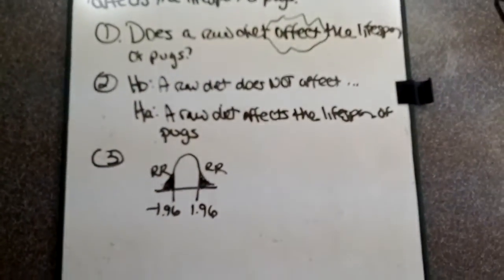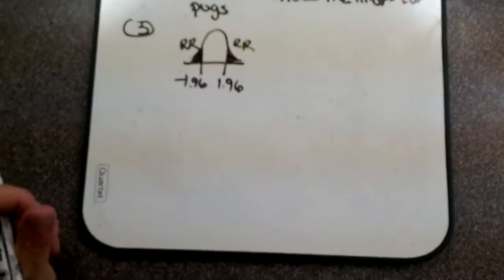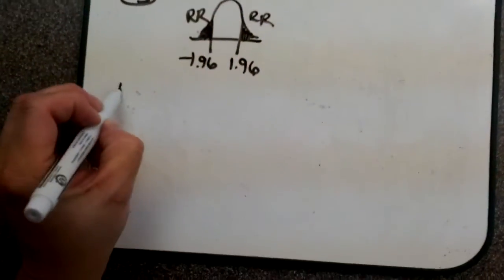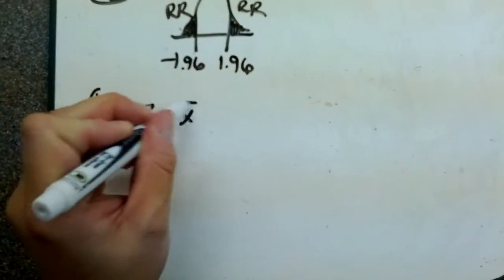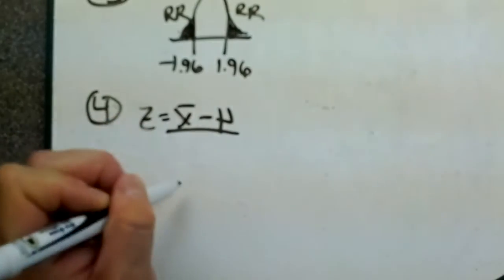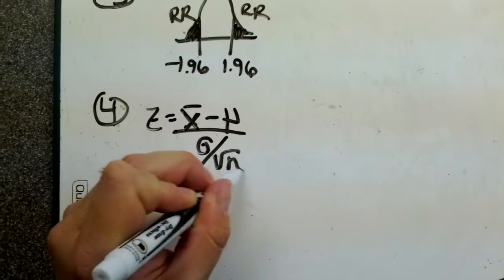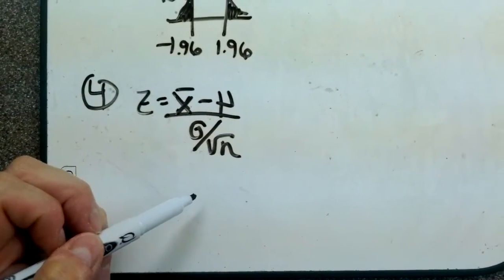Now we're going to do step 4. Step 4 is where the math looks a little different than what we've been seeing because the individual z had fewer numbers. But let's go ahead and set up our formula. Remember, it is x bar minus mu divided by sigma divided by the square root of n. Don't forget the square root. A lot of students forget the square root.